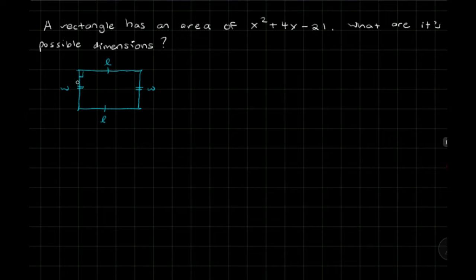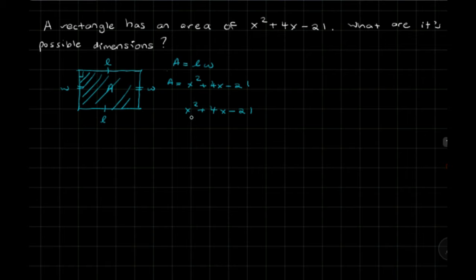Anyways, we know that the area, which is the space enclosed on the inside of the figure, is length times width, right? So we're basically going to get two factors because the area here is quadratic. So this tells us that if we want to figure out the two dimensions, we need to factor this quadratic that represents the area to get our length and width, because length times width is area. Okay, so if we're factoring this, we have x squared plus 4x minus 21.